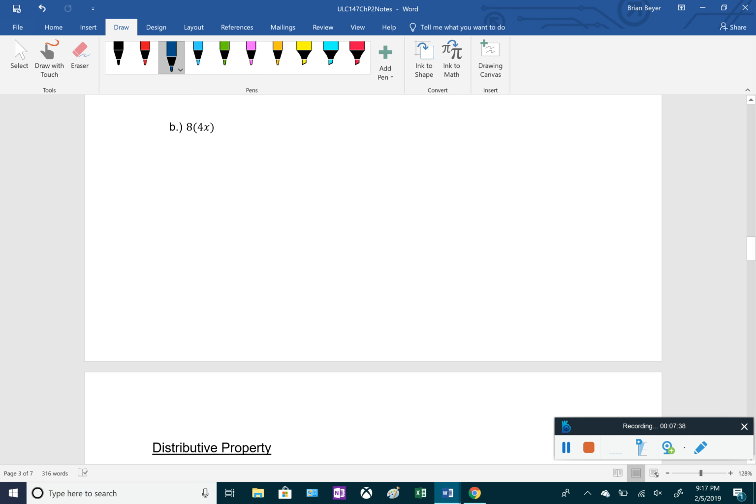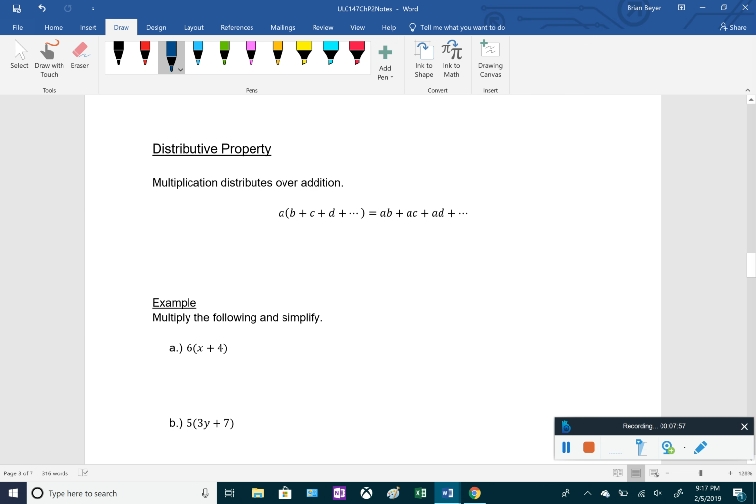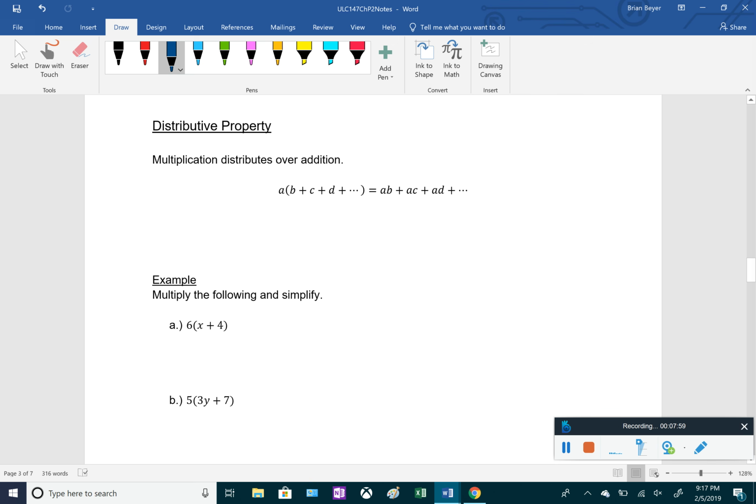Last one here, we have 8 times 4x, where the 4x is being multiplied first. Based on the associative property of multiplication, that's the same as 8 times 4 and then by the x. So 8 times 4 is 32. So this is just 32x. So those are probably pretty obvious.